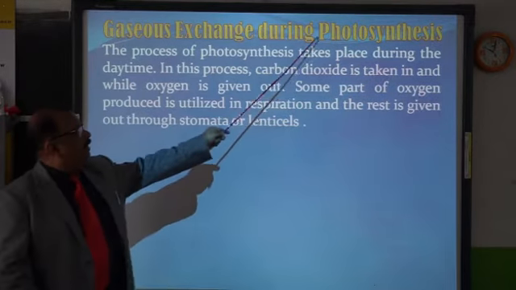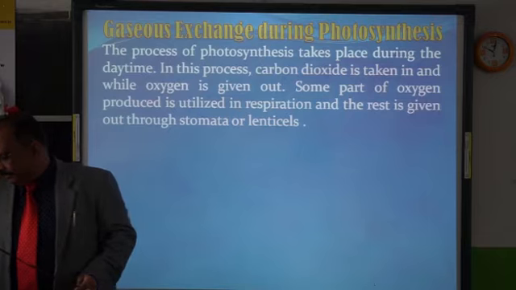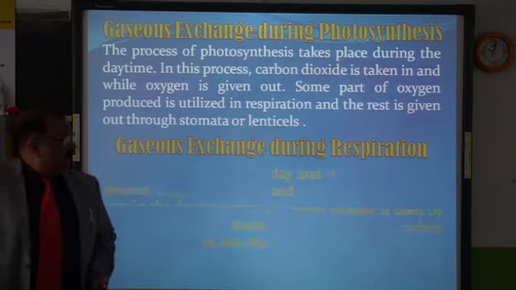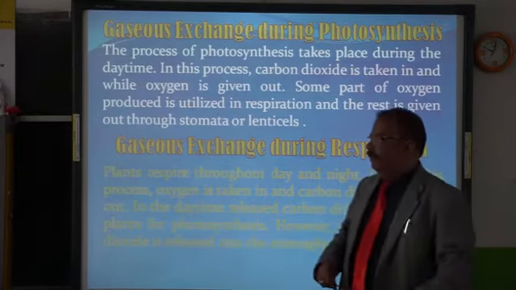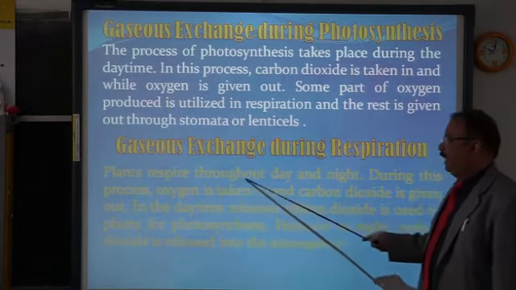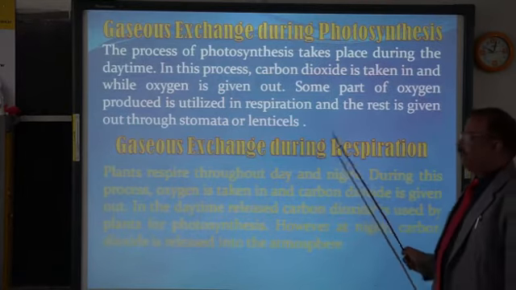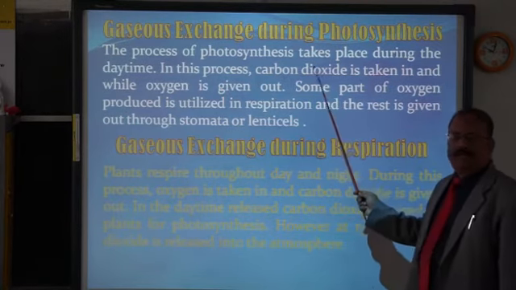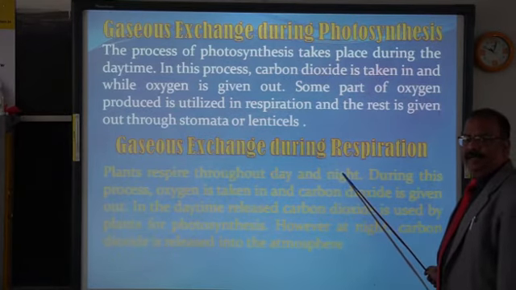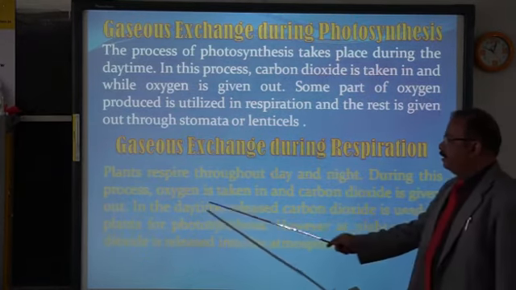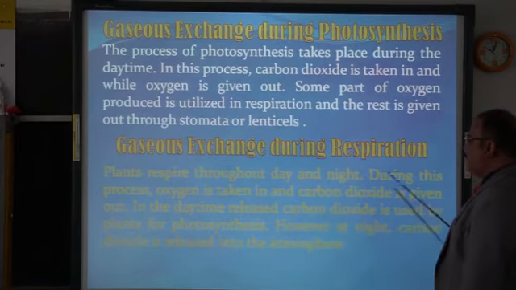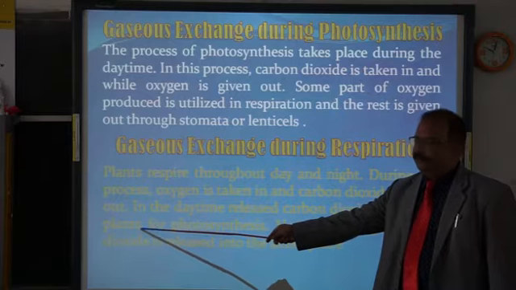Now let us talk about the other one, respiration. Gases exchange during respiration. Here you can see it is just opposite to photosynthesis. Plants respire throughout day and night. Photosynthesis they do only during the daytime, but respiration is day and night, every time. During this process, oxygen is taken in and carbon dioxide is given out.